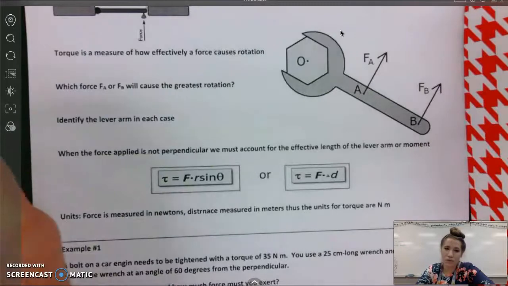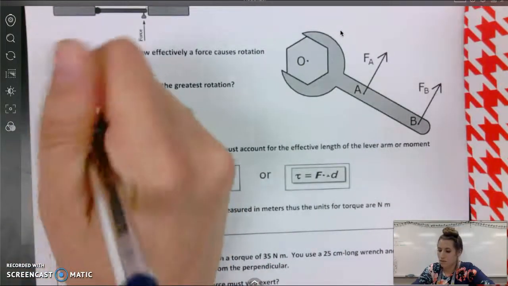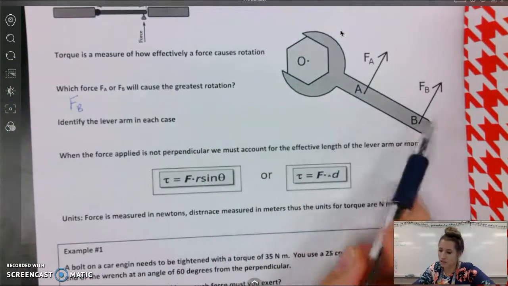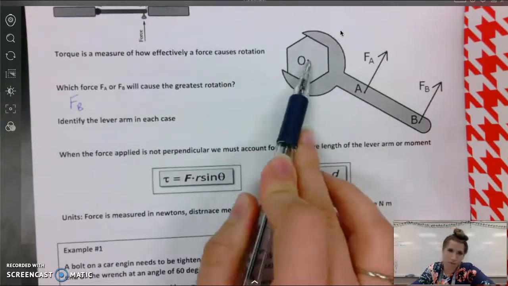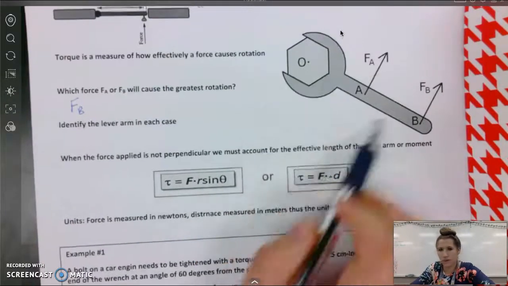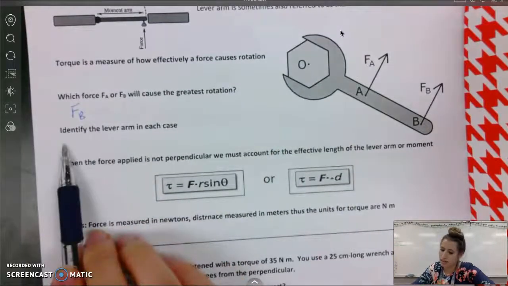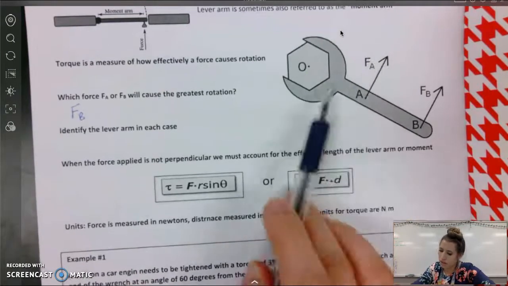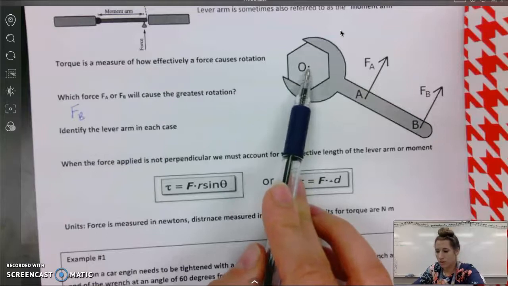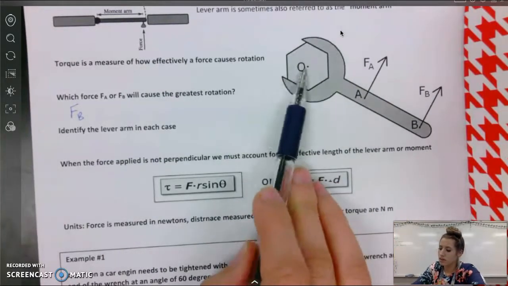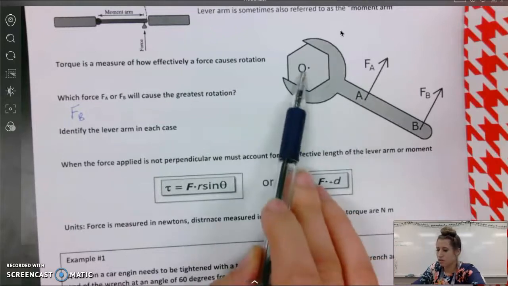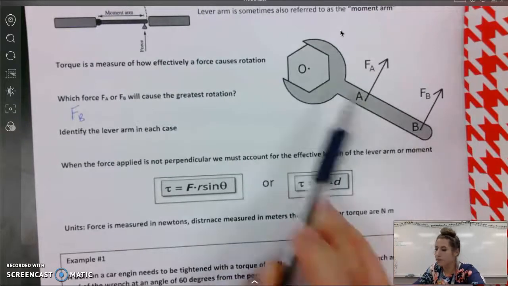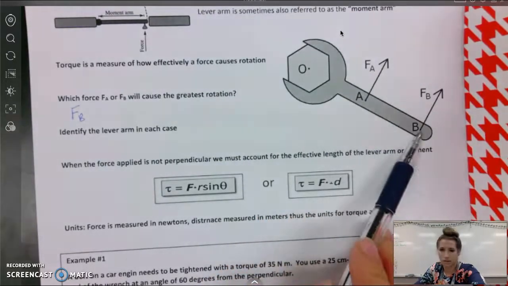Okay? And so which force is going to cause the greatest rotation? Well, that'll be force B, because it's furthest away from that point of rotation, right? That axis that we're going to be rotating around. Identify the lever arm in each case. So for force A, our lever arm is from that point of rotation where we're rotating around to the force that's being applied. So the lever arm would be right there. But if it was force B that we're talking about, then the lever arm is there.